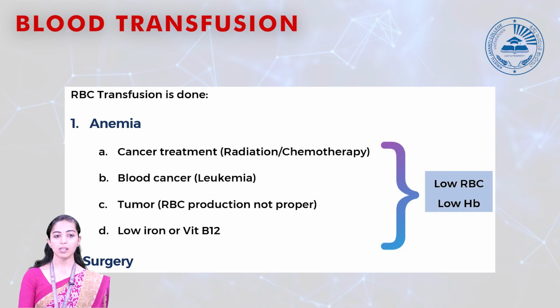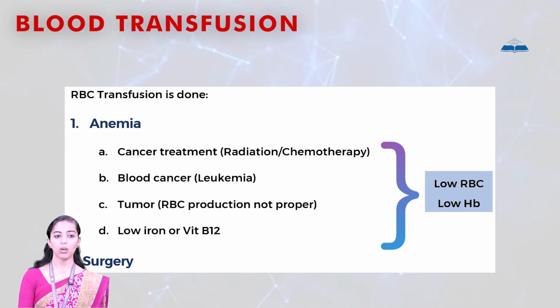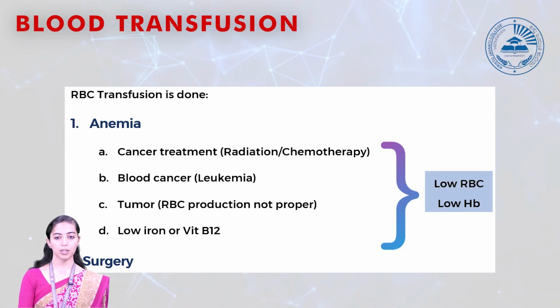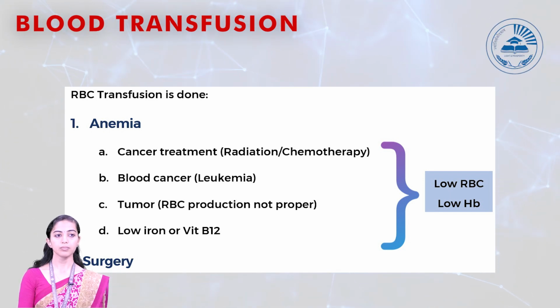Anemia can result from cancer treatments like radiotherapy and chemotherapy, blood cancer like leukemia, tumor production in the body which will inhibit the production of RBC, or because of low iron or vitamin B12. This can lead to low RBC as well as low hemoglobin level, which will lead the patient to need an RBC transfusion. Surgery can also result in RBC transfusion.